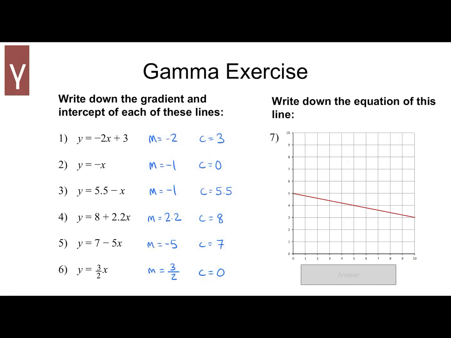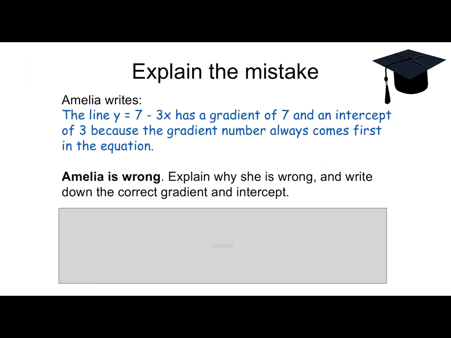Okay, here we go. Here's the solutions. Okay, and number 7, the gradient is -1/5. You just leave it as a fraction. And the y-intercept is 5, so it has equation y equals -1/5 x plus 5. Okay?